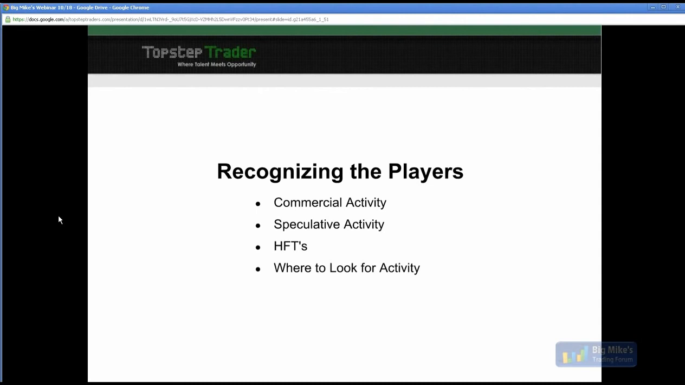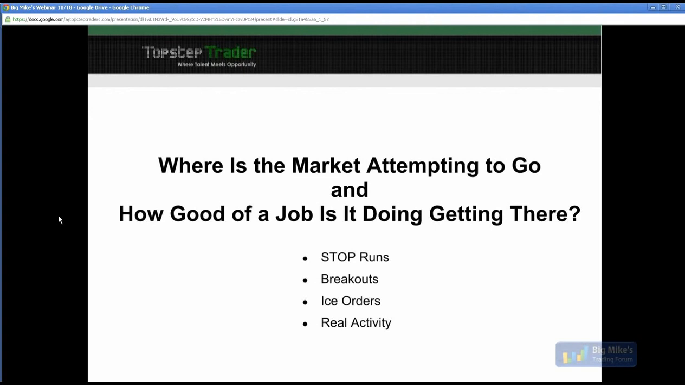So what do we look for in the dome or time and sales? We're looking for where the market is attempting to go and how good a job it is doing in getting there. We're looking for price action. Is the market acting right according to the situation?